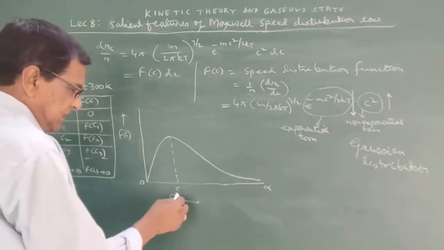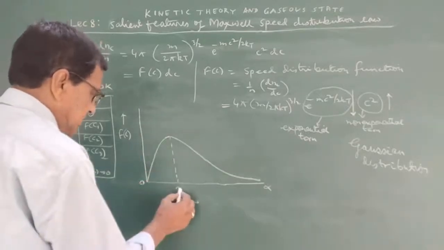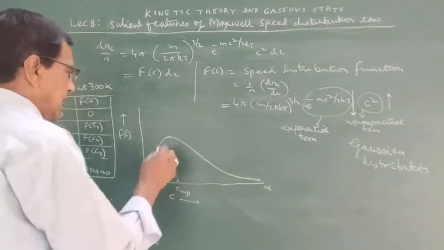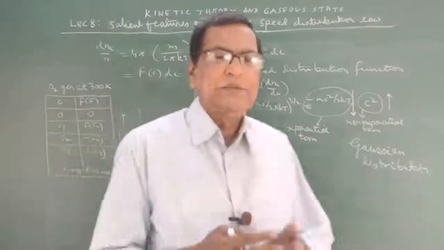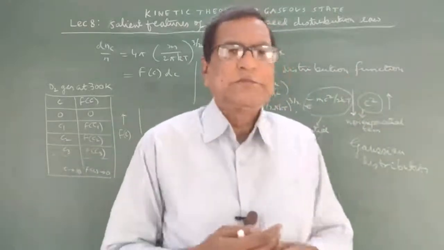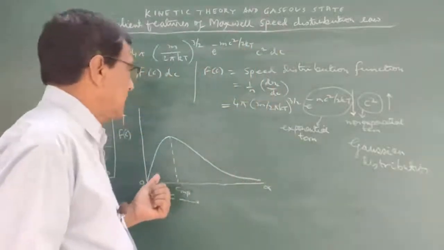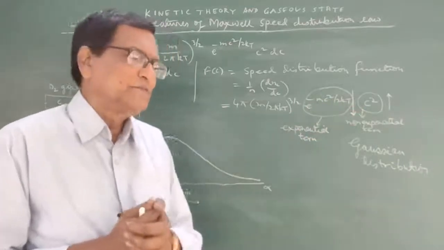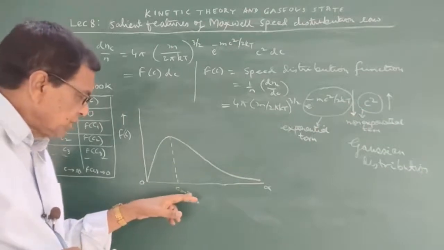This is the speed at which this Fc attains maximum, and this C we can call the most probable speed, at which the Fc value is maximum. It means that the maximum fraction of the molecules will have this speed at a particular temperature and for a particular gas, and this speed we call the most probable speed.